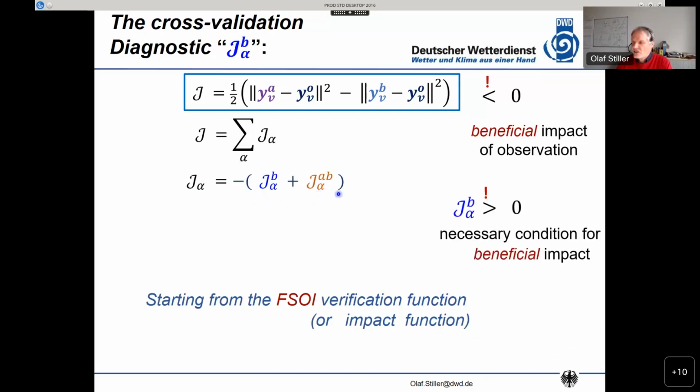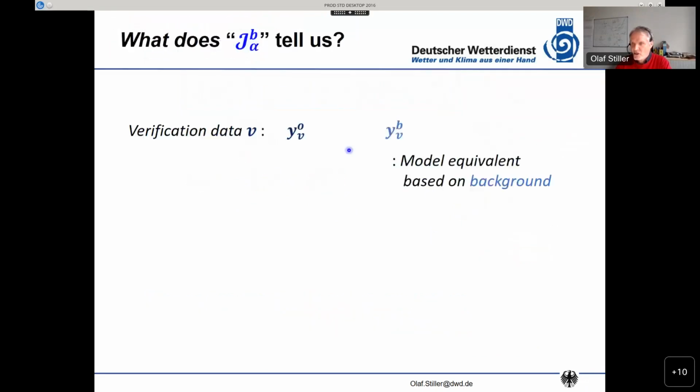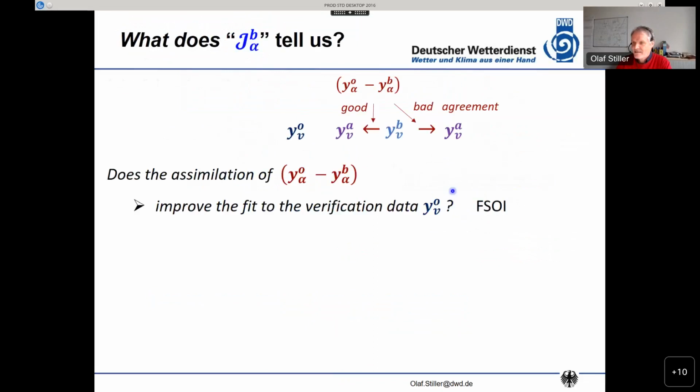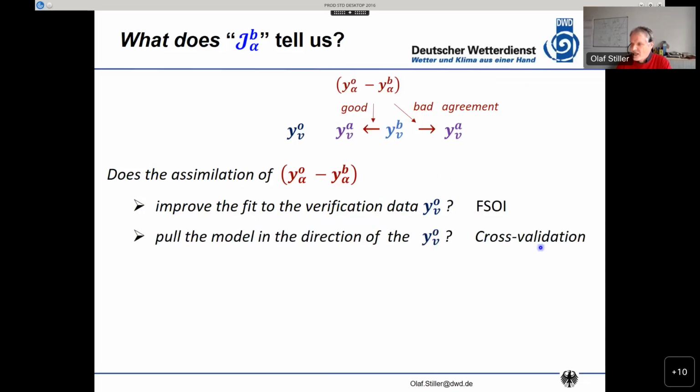So the cross-validation diagnostic, because of the minus sign, has to be larger than 0. This is actually a necessary condition to get a beneficial impact from an observation type at all. And to tell you a little of what this component of the FSOI score shows you, I use, as I said, observations for verification. And when I assimilate other observations, the background can be pulled either closer to the verification data or further away. What the original FSOI method asks is whether the assimilation improves the fit to the verification data. When I do cross-validation, I ask a strongly related but simpler question: whether the model is drawn in the right direction.